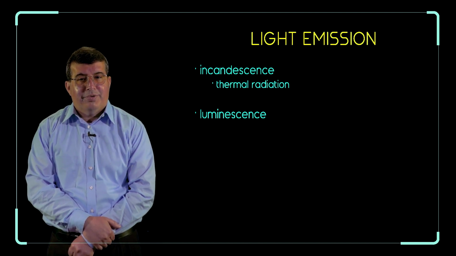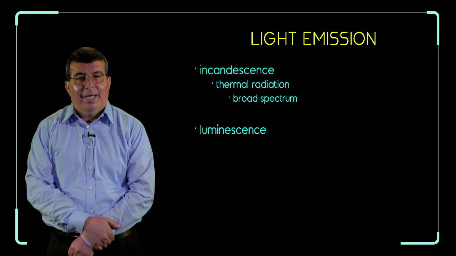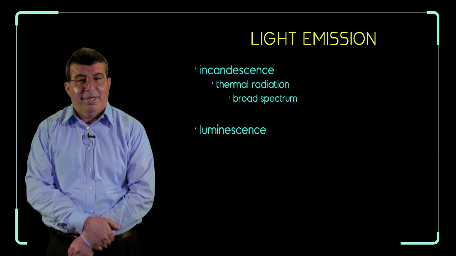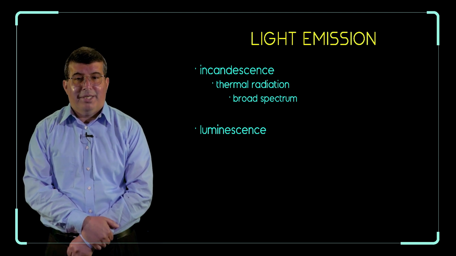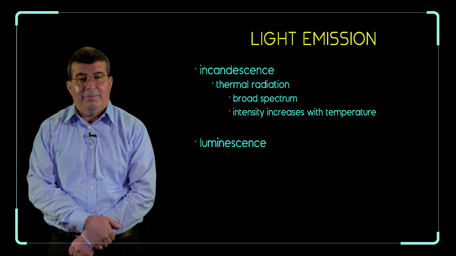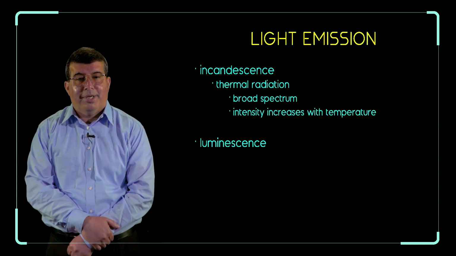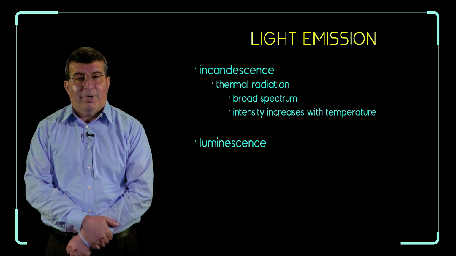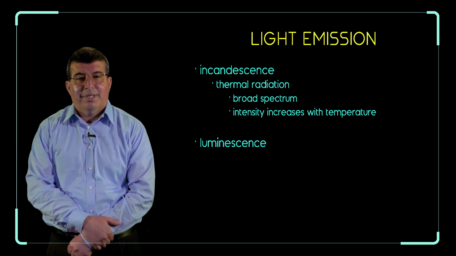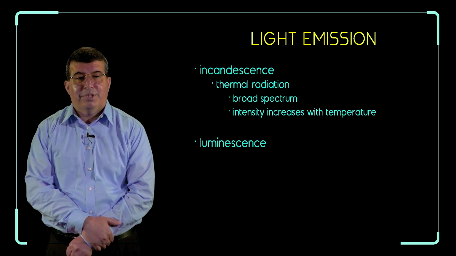Now, some of the properties of incandescent light are that it has a broad spectrum, meaning that it gives off light at many different wavelengths at the same time. Another property of incandescent light is that the intensity of the light emitted increases with temperature. So the higher the temperature of the object emitting the thermal radiation, the more intense the light coming from that object. And another property of thermal radiation is that the peak frequency, or the frequency at which we have the most radiation, also increases with temperature.